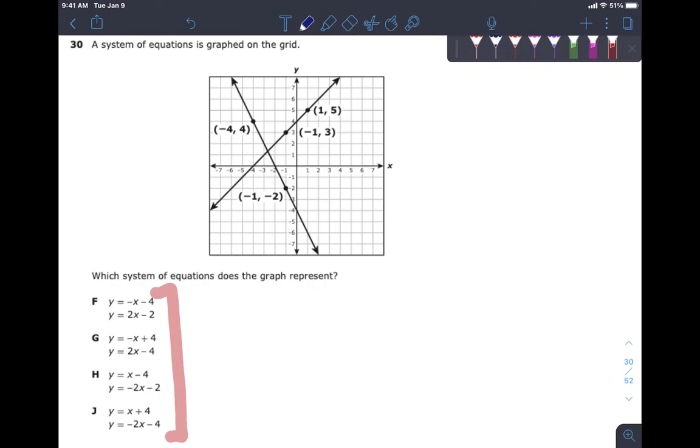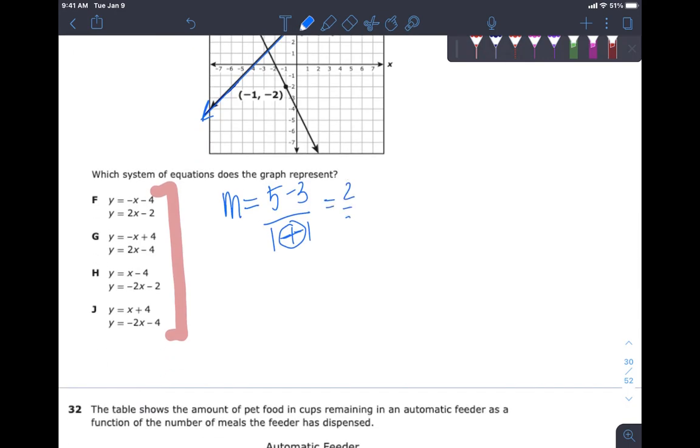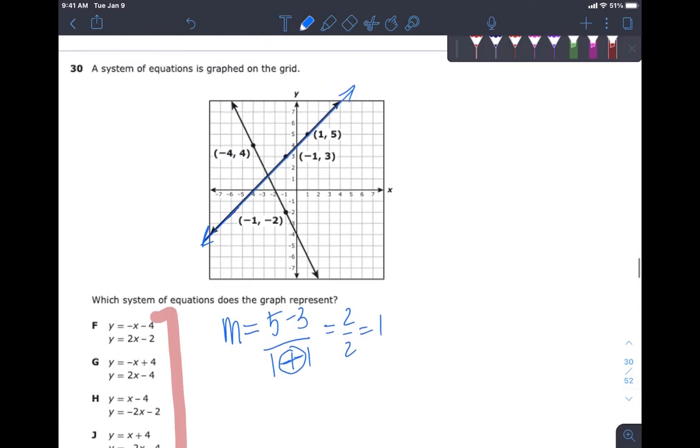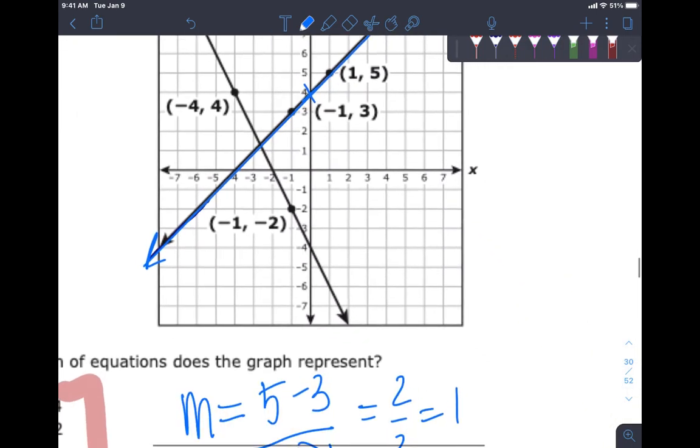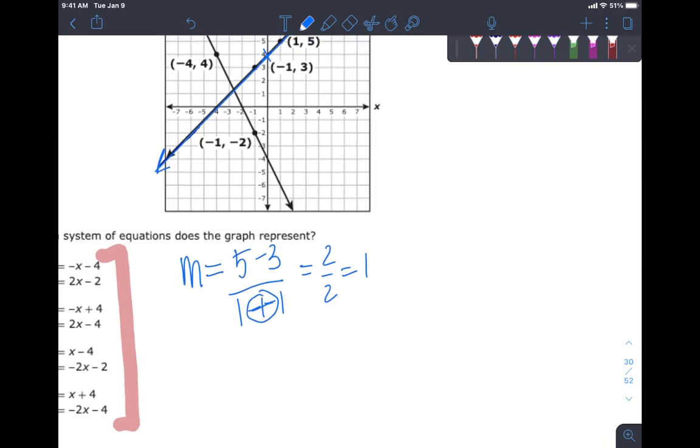So, first thing, let's deal with, I'll call this guy my blue line, okay? So first thing I'm going to do is I'm going to say my slope is equal to 5 minus 3 over 1 minus negative 1. Two negatives make a positive. My slope is equal to 1. Then I look for a y-intercept if I can identify it, which I can. It's positive 4. Or I could solve for it. I'll go ahead and solve for it.